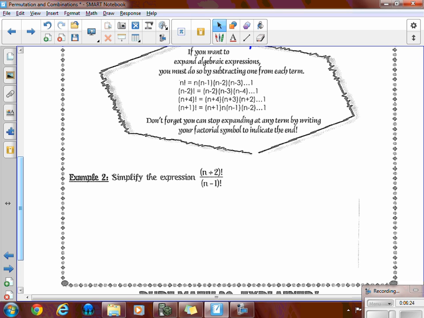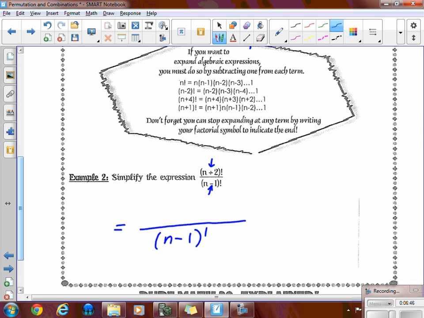To do this, look at the factorials in the numerator and the denominator, and determine which one would represent a larger number. N plus 2 would be larger than n minus 1. So we're going to start in the numerator in this case and count down until we get to that n minus 1. I'm going to leave the bottom, n minus 1 factorial. I'm going to start at the top and start counting down till I get to n minus 1 factorial. So remember, a factorial starts with the number, and we start counting down.